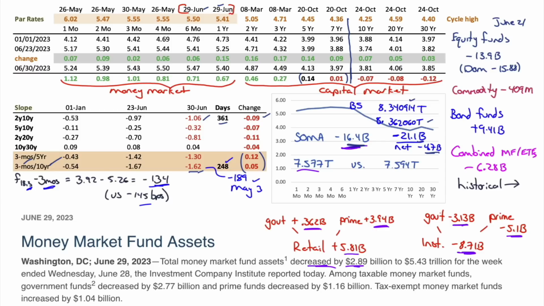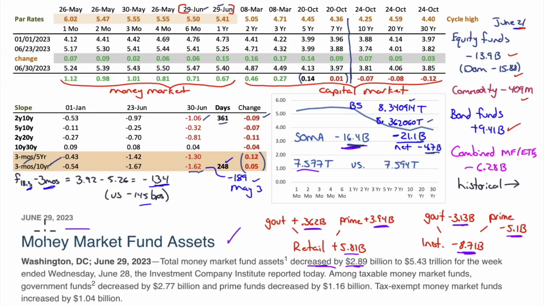So if we look at fund flows into the equity market, we're a week off, unfortunately. So we only have numbers for June 21st. We won't get June 28th till next week. The money market fund flows data happens much quicker, but for equity funds it's a bit slower. So for the week ending June 21st, equity funds had an outflow of 14 billion. From domestic funds, the outflow was almost 16 billion. From commodity funds, the outflow was 409 million, and bond funds saw an inflow of 9.41 billion.